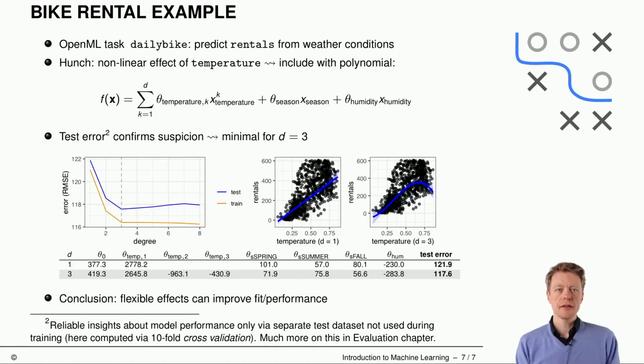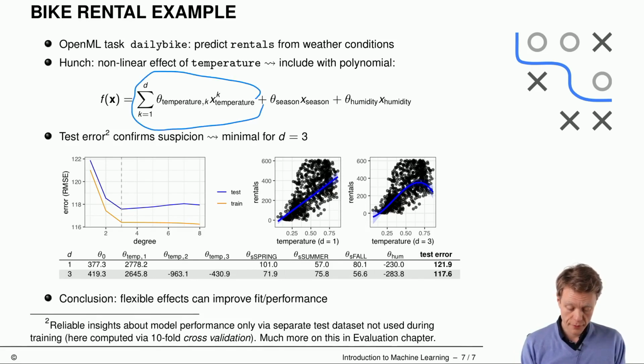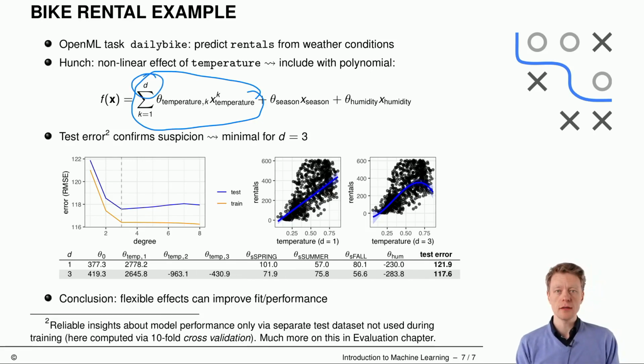Let's have a look at a concluding example, the OpenML task Daily Bike, where we try to predict a number of rentals, and the features are some weather conditions, so it's about bike rentals. And we model a non-linear effect of temperature. So we have this polynomial of degree D, which we can adjust, of temperature, and season is a categorical parameter. A polynomial doesn't make any sense here. And humidity is a continuous parameter, so we could use a polynomial here as well, but we don't do it in this example here.